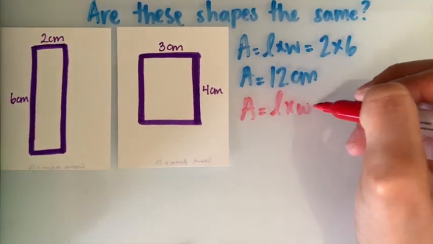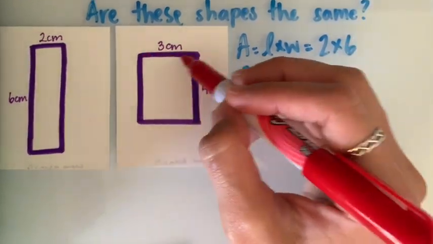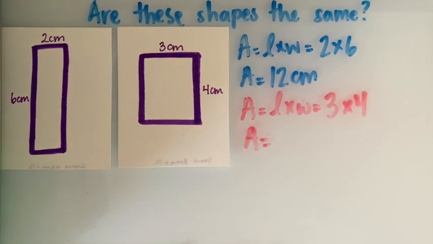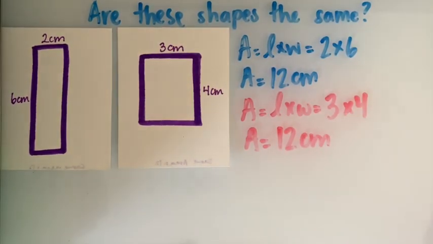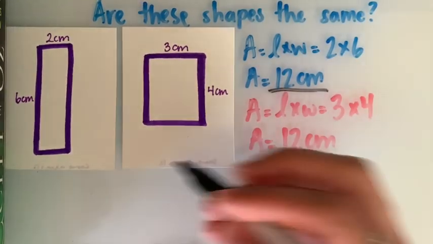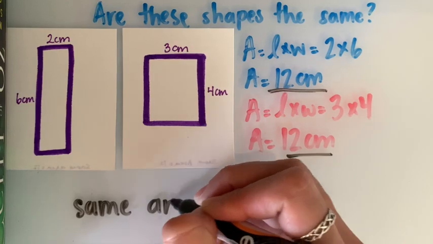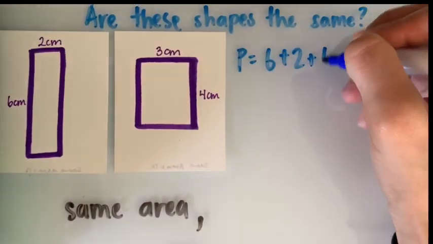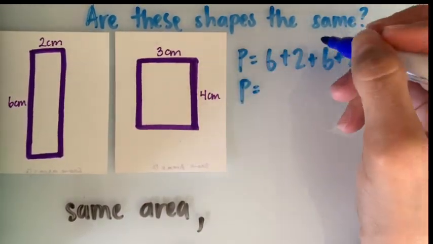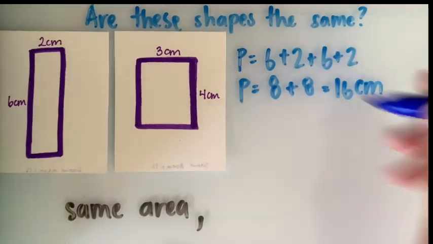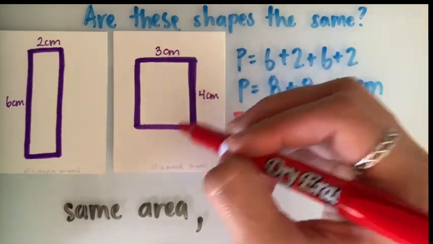And for our second shape, we're going to find our length times our width, which is 3 times 4. And our area is 12 centimeters. In this case, we see that the areas are the same. So we need to figure out whether the perimeter is also the same or if the perimeter is different. Let's see. For figure number 1, 6 plus 2 plus 6 plus 2, which is 8 plus 8, and that means it is 16 centimeters as a perimeter.